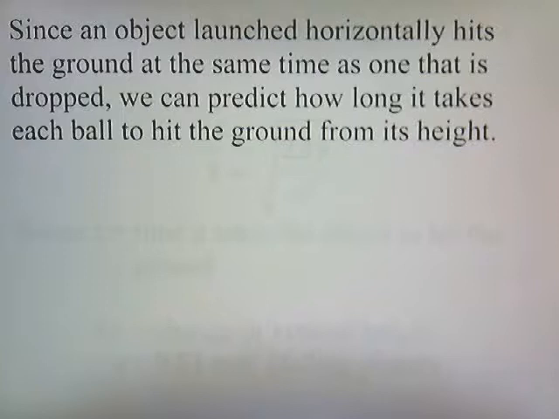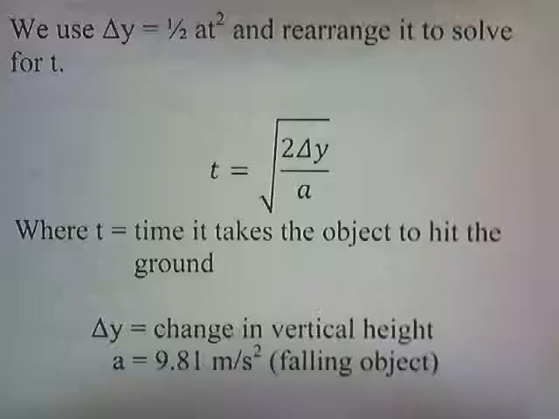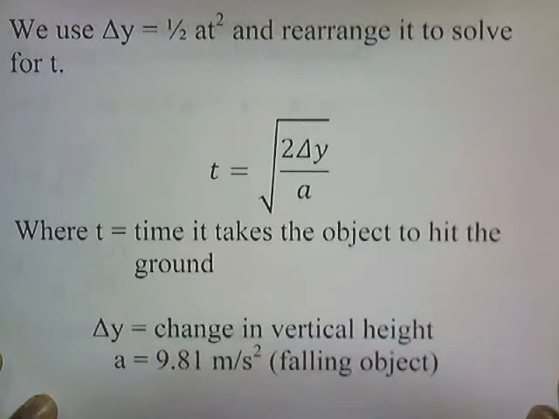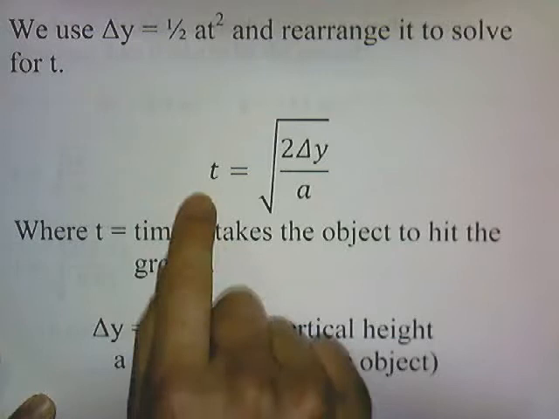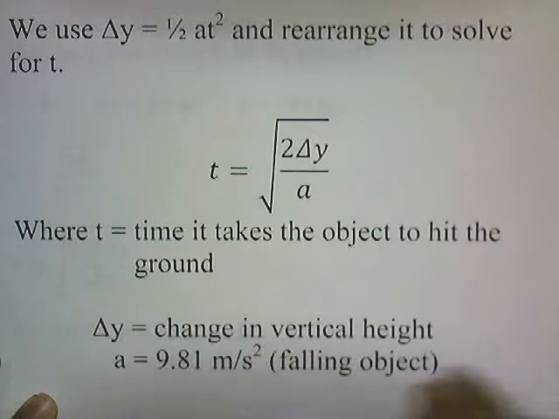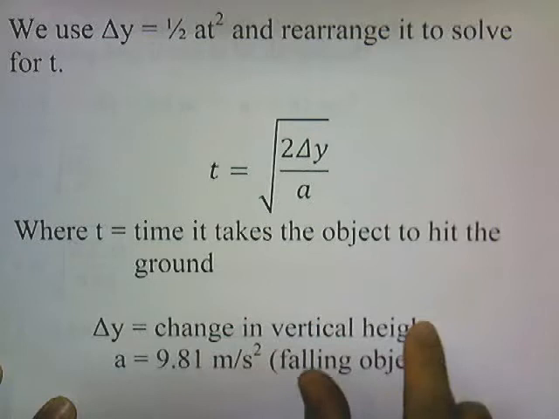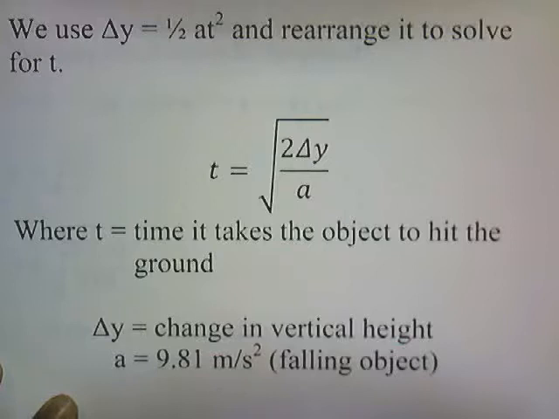Now, since an object launched horizontally hits the ground at the same time as one that's dropped, we can predict how long it takes each ball to hit the ground from its height. We use change in vertical height equals 1/2 a t squared, and then rearrange it to solve for t. So if you rearrange this equation and solve for t, you end up with t equals square root of 2 delta y over a. So t is the time it takes the object to hit the ground when you let go of it and it drops in free fall. Delta y is the change in the vertical height, and a, the acceleration of the falling object, is 9.81 meters per second squared. This is the rate at which all objects fall in free fall.